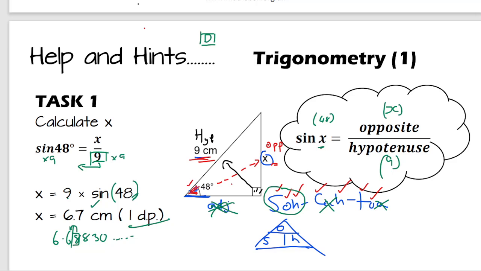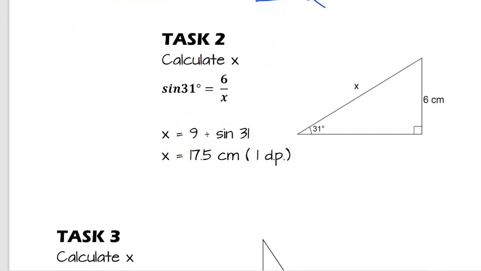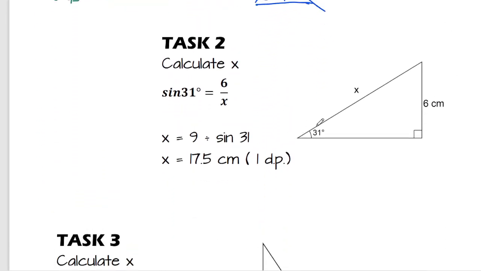Okay, hopefully you got on alright with that. Let's go on to task 2. This one, we're finding the hypotenuse instead, so we're doing exactly the same scenario. We are going to label the hypotenuse. We're then going to label the opposite. Okay, we will label the adjacent, but we don't need it. Okay, we know we're going to use sine.